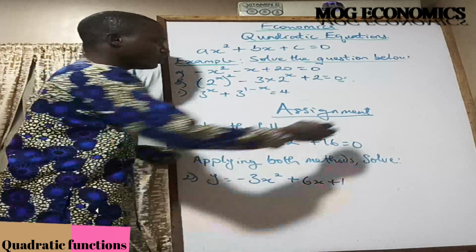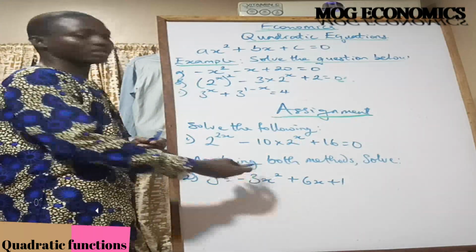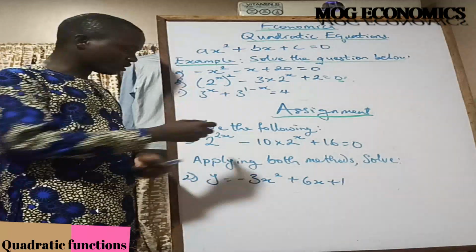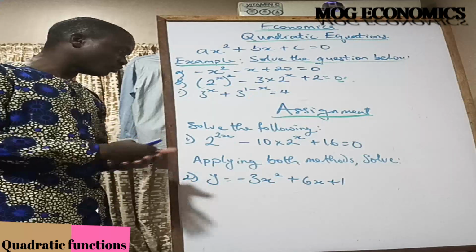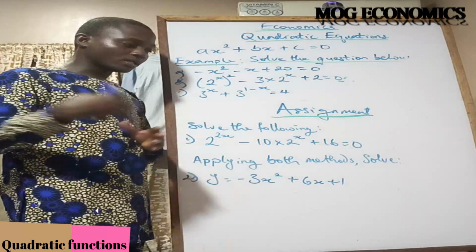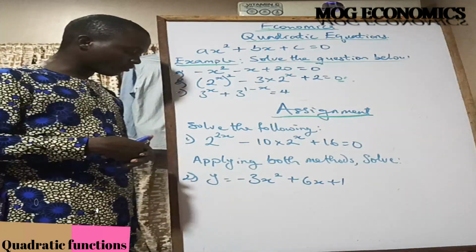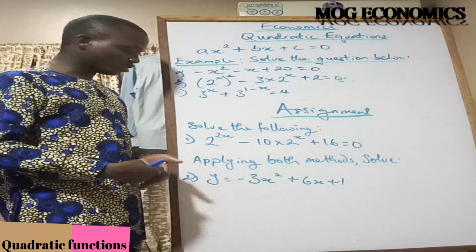So here's the assignment. To be honest, I only wanted to give one question. To be very, very honest, I just had to go and search this out. I'll give it to you, but this was what was available initially. So solve the following. Number 1, 2 raised to the power 2x minus 10 times 2 raised to the power x plus 16 equals 0. I believe by now that's just a piece of cake for you. Then applying both methods because I want to be very sure of what you've understood.